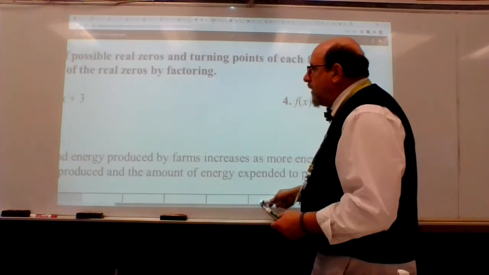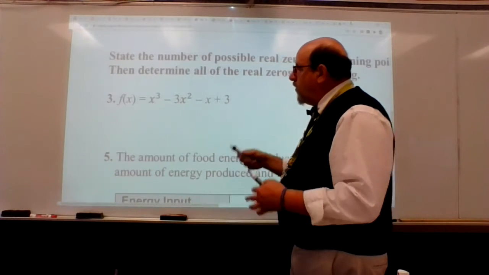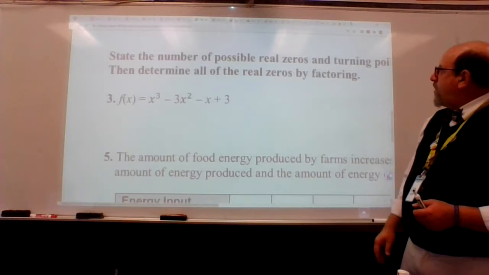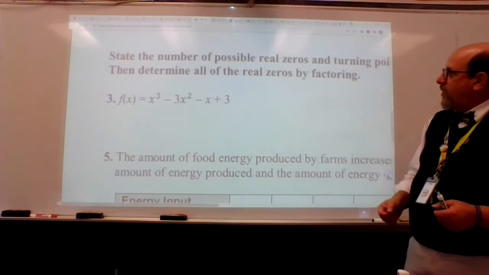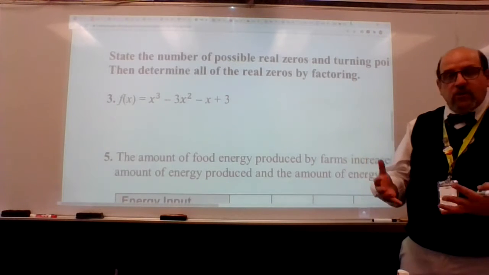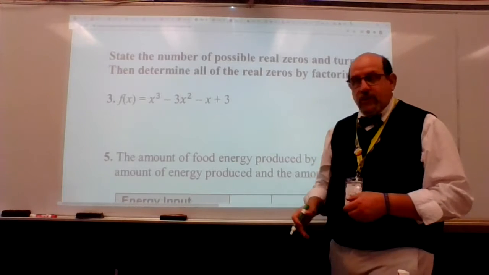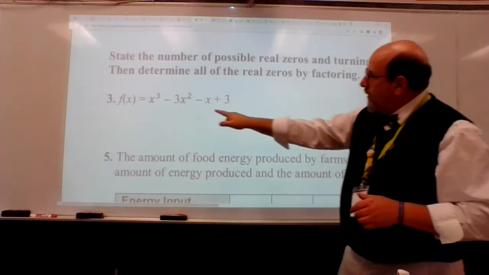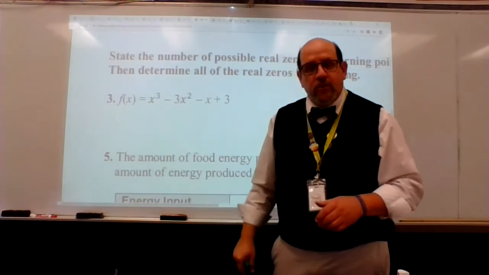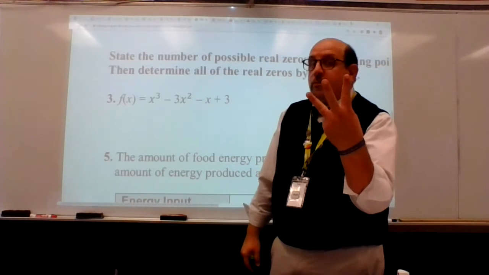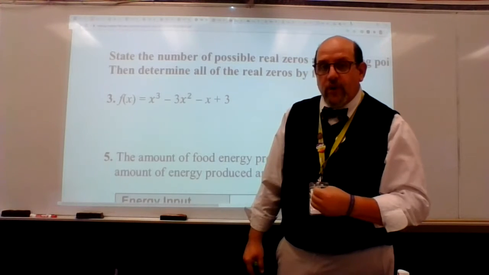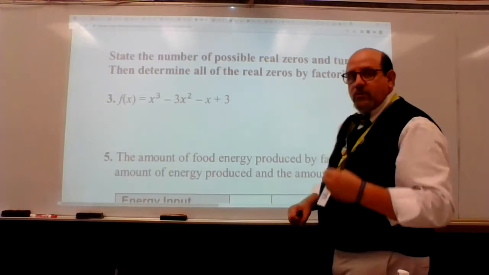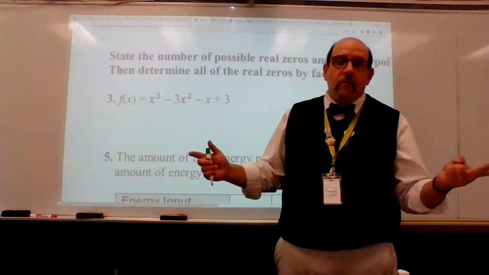The first one here, we're going to use 2 different styles of factoring, all right? Determine the possible number of zeros and turning points, and then factor to find those real zeros. That's what this says, all right? Now, the lead term is x cubed, so it has the possibility of 3 real zeros, and then it has 2 possible turning points. Okay, well that makes sense.